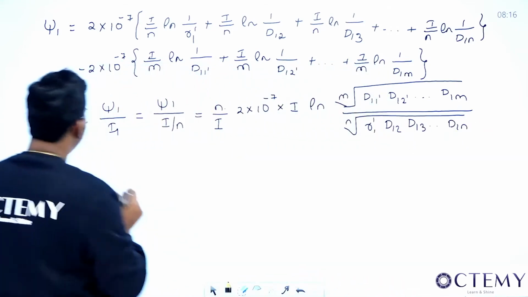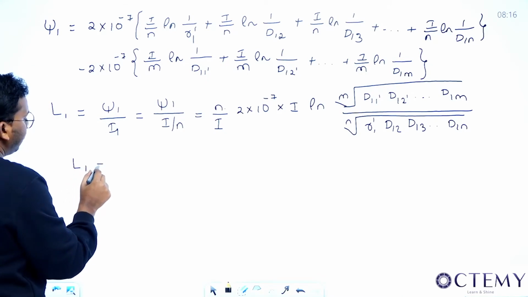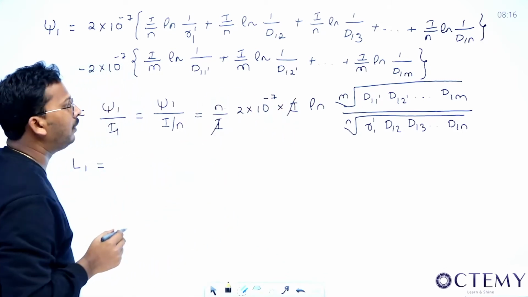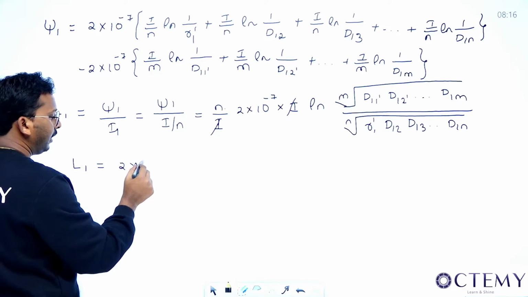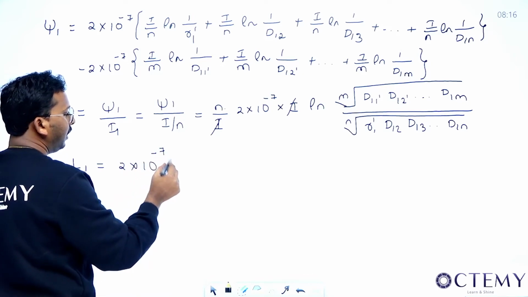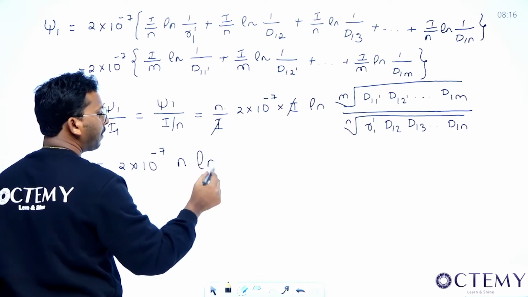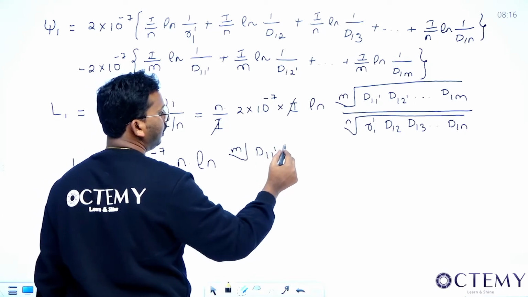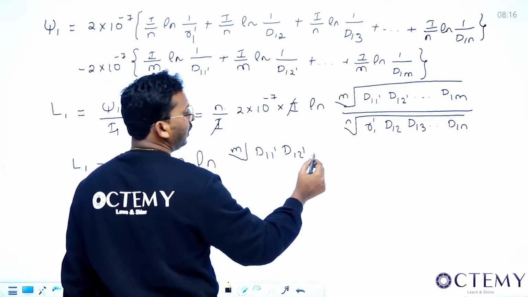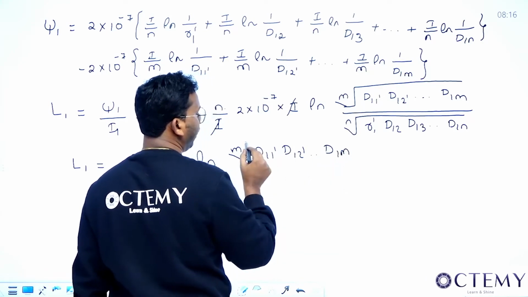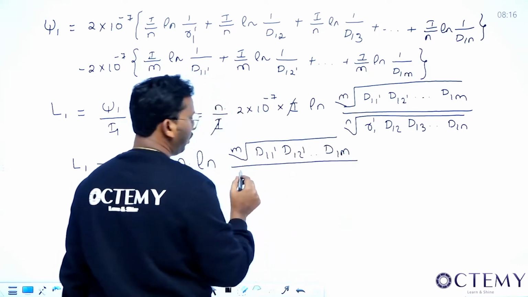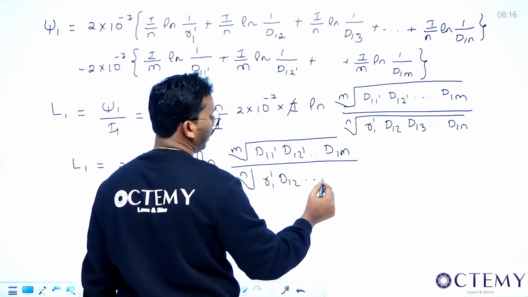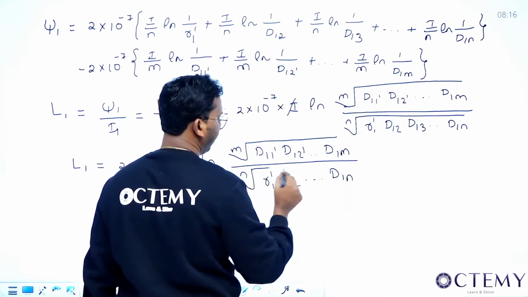So what is simply L1? If I have to write my L1, sir, what will be the value of L1? This I is getting cancelled and it will be 2 into 10 power of minus 7 into n into ln of the mth root of d1 1 dash, d12 dash and then so on d1m, divided by the nth root of r1 dash, d12 and then so on d1n.